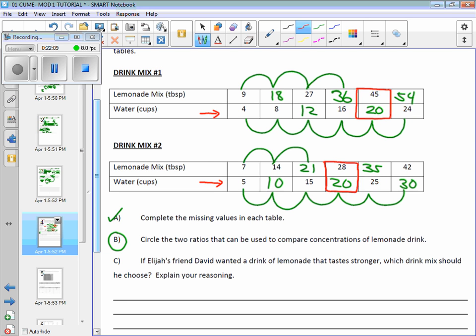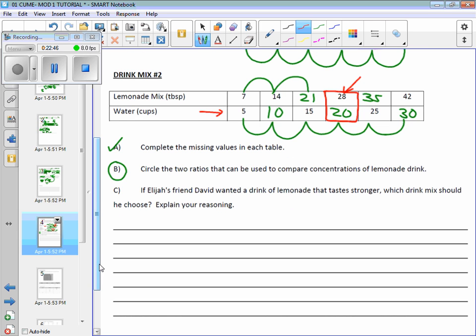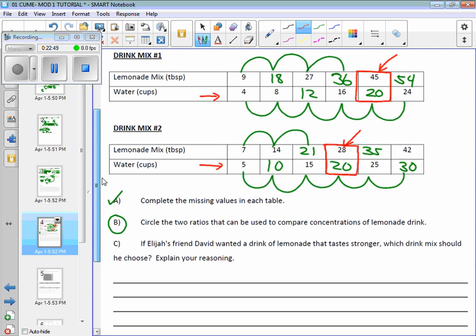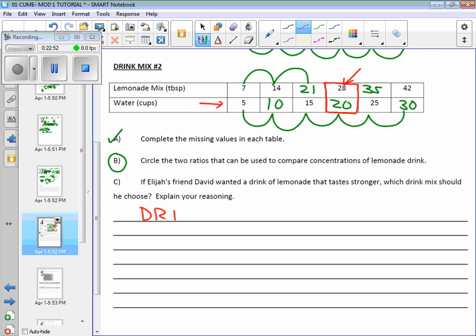Now, under those two circumstances, when you have 20 cups of water, you're now comparing by the strength and the amount of how many tablespoons of lemonade mix there is. And I think it can be easily seen that the stronger drink mix is going to be 45 tablespoons, which is a lot. I realize that it's just an example. But 45 tablespoons of lemonade mix is going to taste stronger than 28. It's going to be sweeter. There's almost twice as much. So you want to say that drink mix 1 is going to be stronger. And I'm not going to write out the entire explanation because of time.